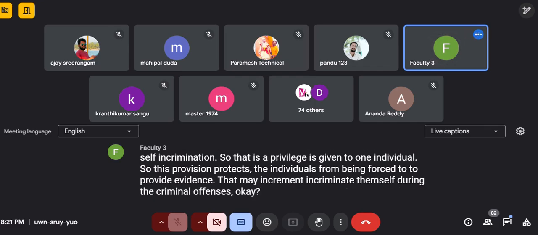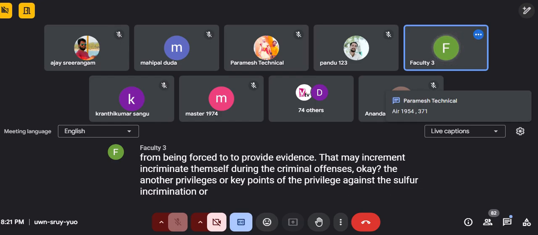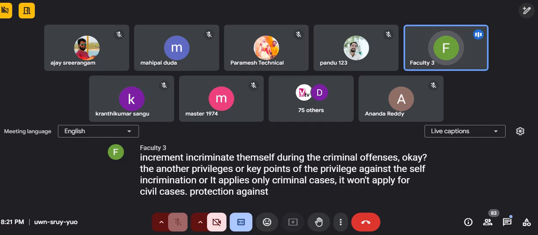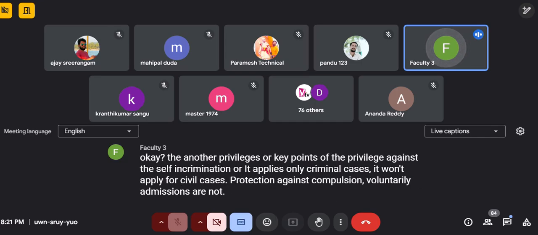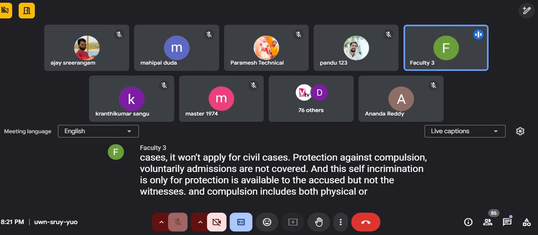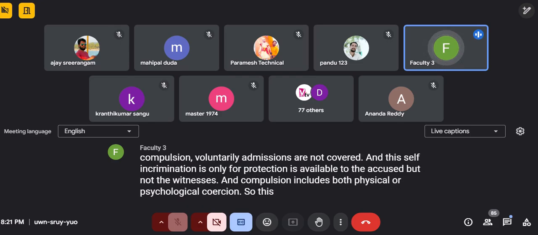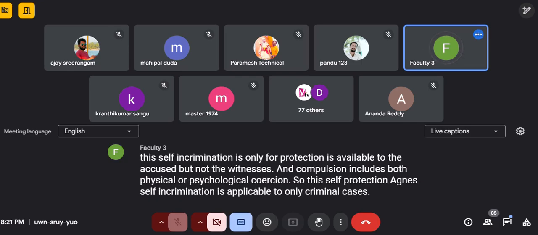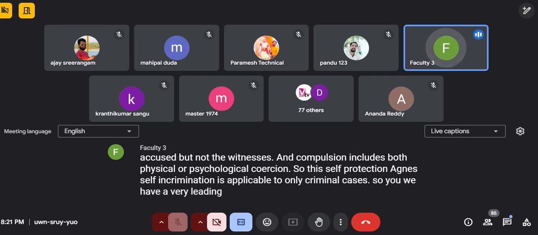Okay. The key points of the privilege against self-incrimination are: it applies only to criminal cases. It won't apply to civil cases. Protection is against compulsion; voluntary admissions are not covered. This protection is available to the accused but not to witnesses. And compulsion includes both physical and psychological coercion. So this protection against self-incrimination is applicable only to criminal cases. We have very leading case laws with regard to the same.